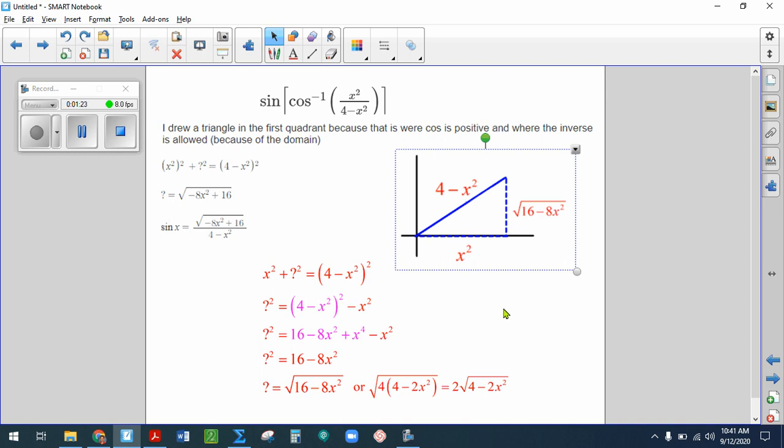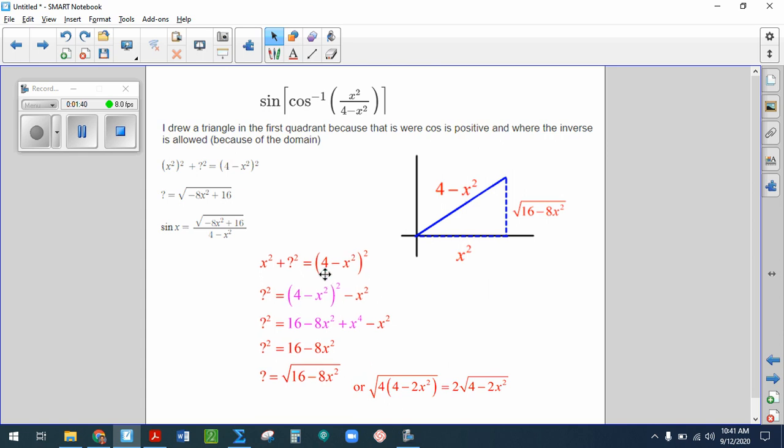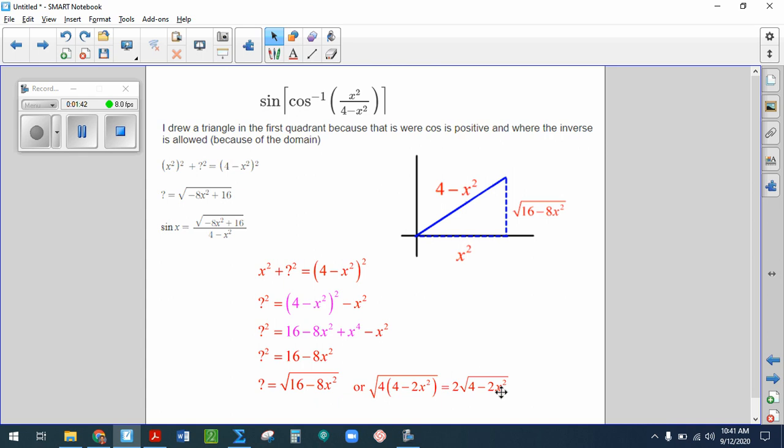So anyway, I draw my triangle. I have a cosine equal to x squared over 4 minus x squared. That's my angle. Okay, this person said x, that's fine. Really, it's u, sine of u or whatever. And then use the Pythagorean theorem. So I have my Pythagorean theorem work shown down here, and then I also showed how a couple people broke down the square root. So you can take a look at that if you want. But that's how you can do that problem, number 2.